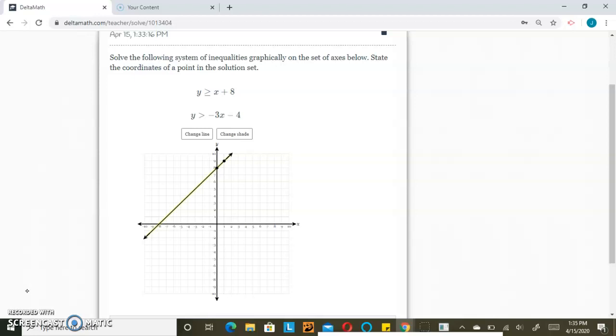Now I look at my inequality symbol. That inequality symbol is a greater than or equal to sign. So that means I'm going to have a solid line because I have an equal to bar, so I'm not going to change the line. And the greater than means I'm going to be shading above. If I hit change shade, that would be below. If you look at my mouse, if I put a down arrow, that would be below. So I want to change it so that it's above that line. Okay, so that's my first inequality.